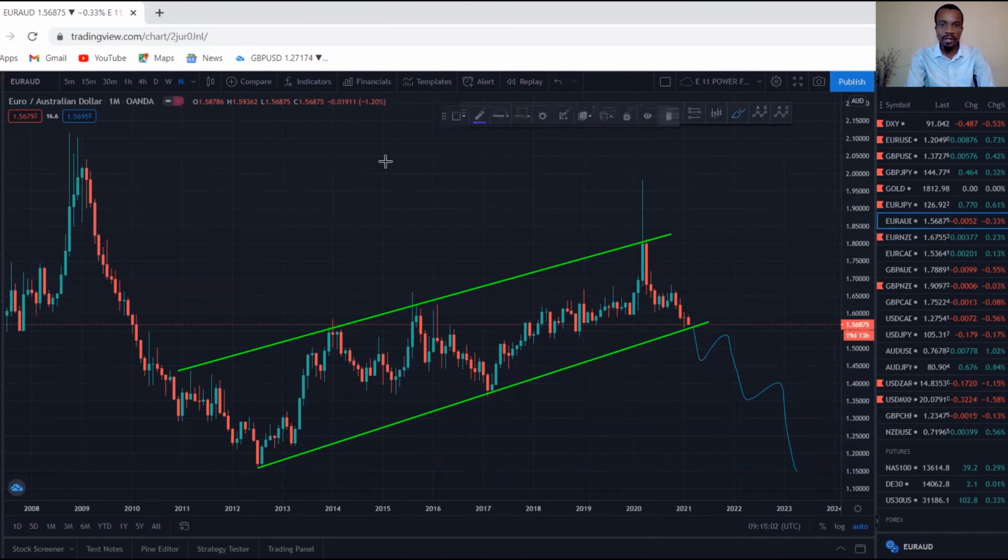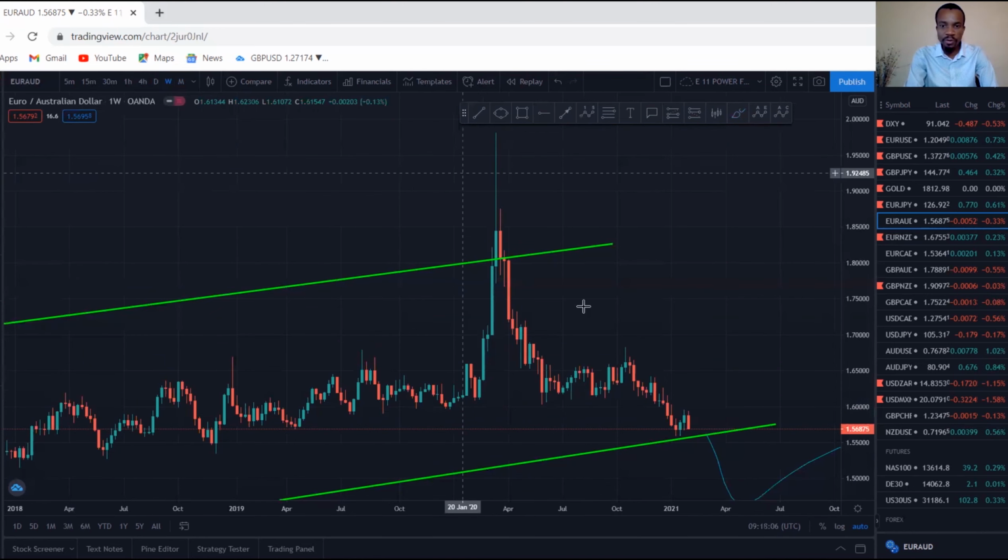So let's take a look at the weekly time frame. As we take a look at the weekly time frame on Euro AUD, this bearish engulfing pattern is still showing pressure to the downside. So we still wait for the price to break. Price may retrace a bit and then continue. So we still expect the price will break this region and continue to the downside.